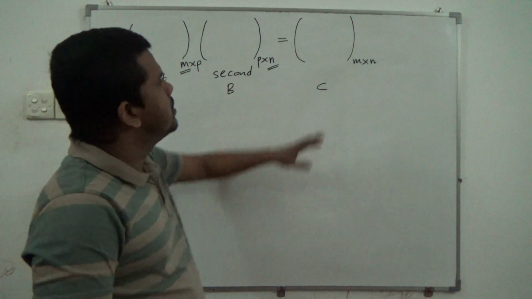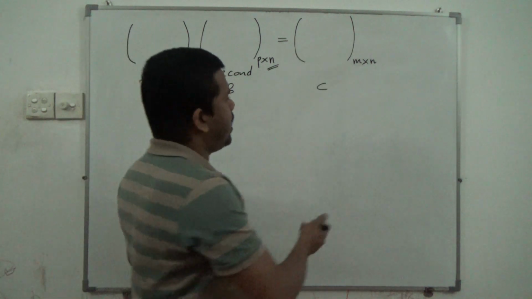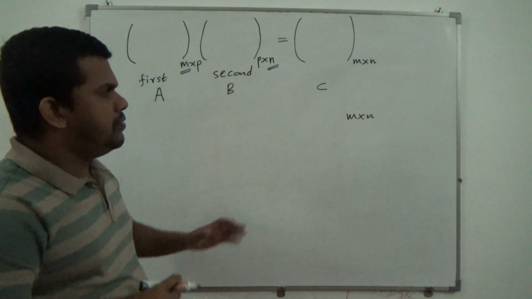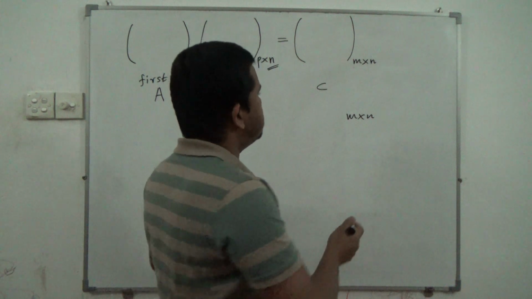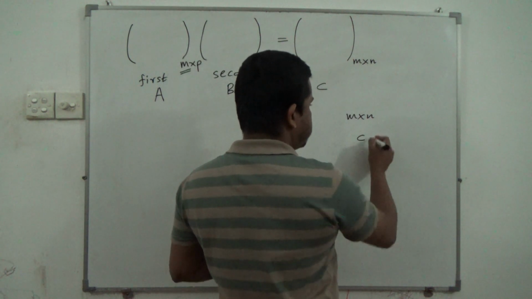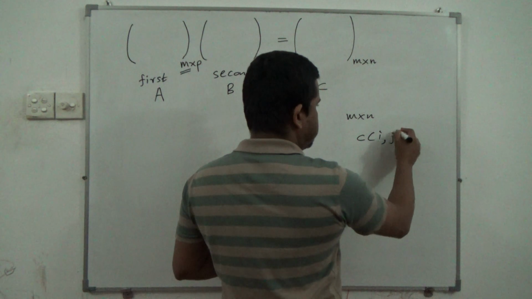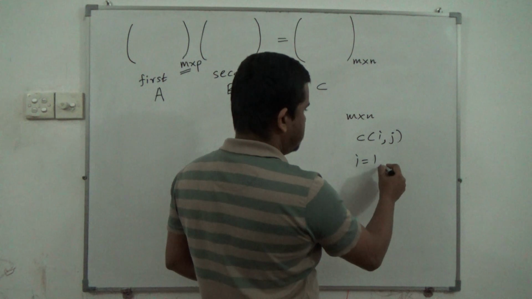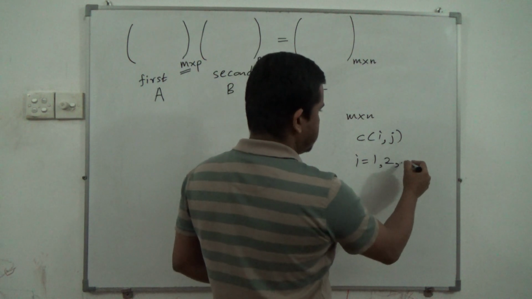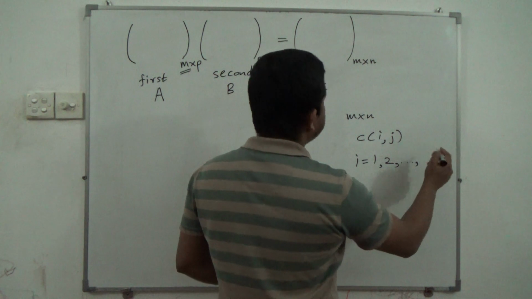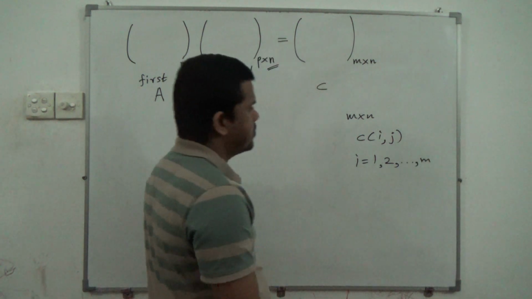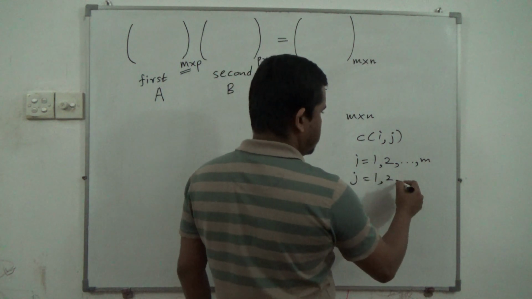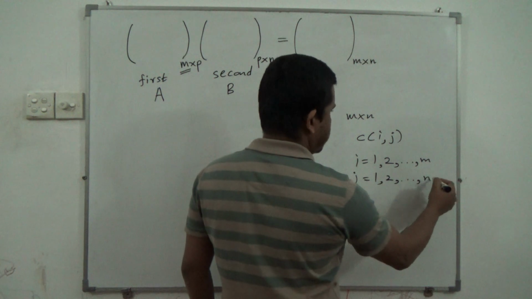Now in this matrix there are M into N number of elements. If you consider one particular element, we can represent this using simple c i comma j. Here i means 1, 2 up to M. j means 1, 2 up to N.